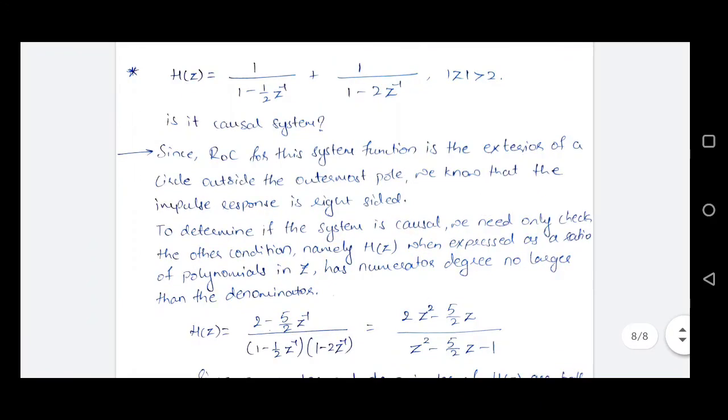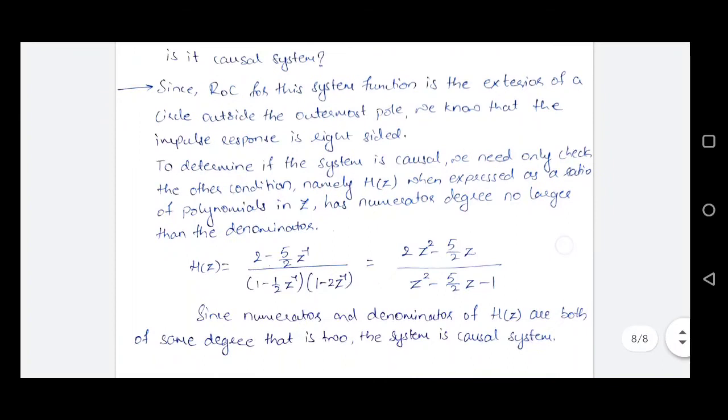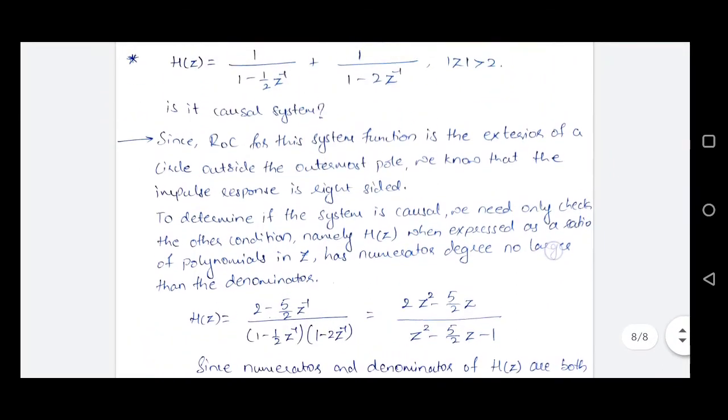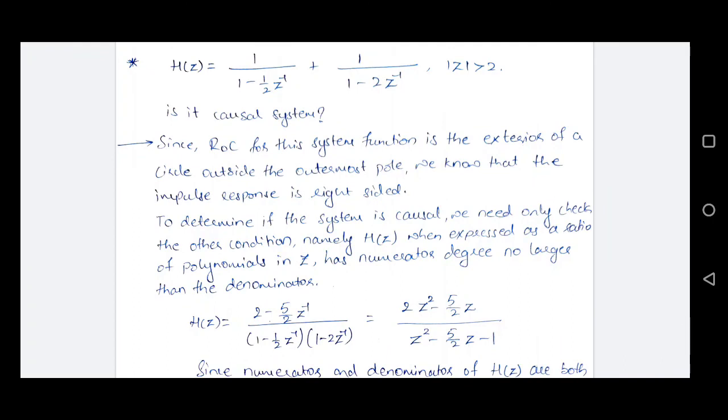So we'll consider an example to verify causality and stability. A system is defined by the system function, or transfer function, H of z equals 1 divided by 1 minus half z inverse, plus 1 divided by 1 minus 2 z inverse, for region of convergence mod of z greater than 2. Now, is this system causal? The region of convergence for this system function is the exterior of the circle, outside the outermost pole. There are two poles, one at z equals half and another at z equals 2. So the highest pole is 2 and the region of convergence is outside that outermost pole. And we know that because of this nature of the region of convergence, the impulse response is a right-sided sequence.